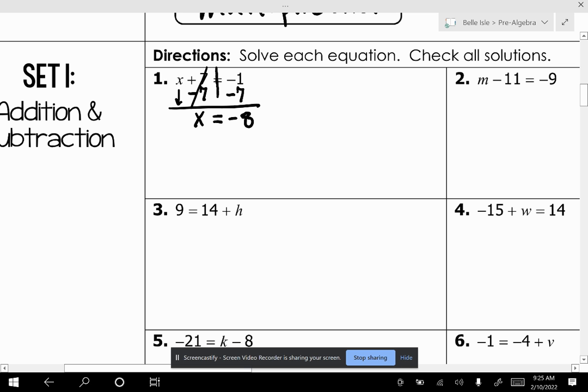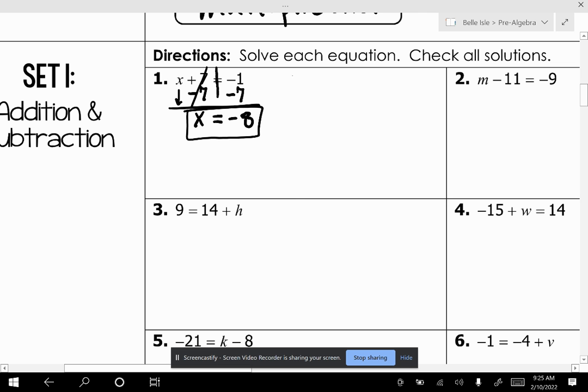Now, these are one-step equations. Did we do one step? Yes, we did. We are done. Is x all by itself? Yes, you have x equals negative 8. Boom. Now what's the other part of the direction that you need to do?